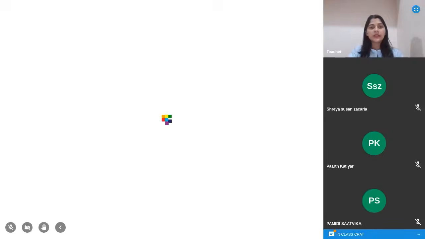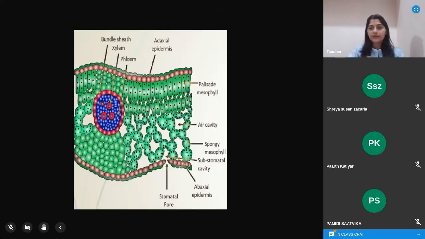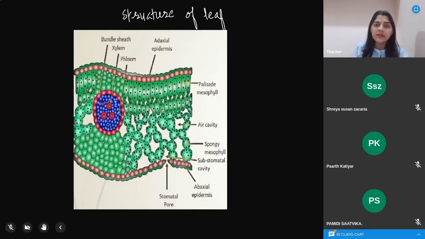Photosynthesis portion. Yes. Have a look at this picture. This is what I have drawn. Structure of the leaf. Somebody was asking about adaxial and abaxial. So adaxial is the lower surface, abaxial is the upper surface. Okay? Palisade mesophyll, you can see in the picture. And then the air cavity one, spongy mesophyll.